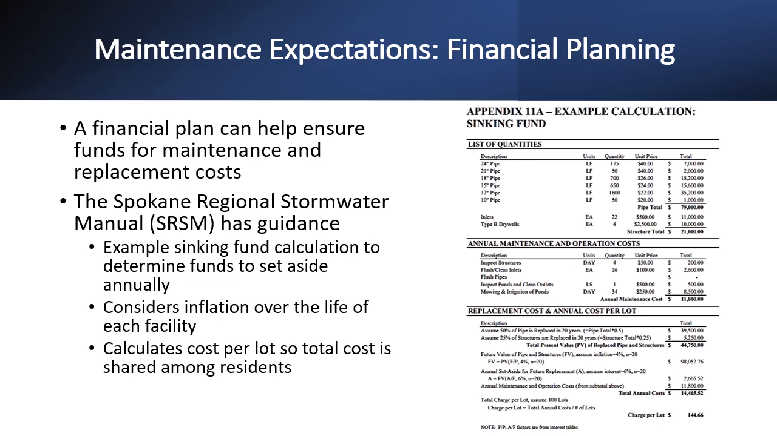The SRSM example uses a sinking fund calculation to determine the amount of funds needed to be set aside on an annual basis. This calculation considers inflation over the life cycle of each facility and then calculates a cost per lot so that the total cost is shared evenly among the HOA residents. Your HOA's engineering plans may provide information to help determine the life cycle of your facilities and the quantity of any necessary materials for maintenance. If needed, an engineering firm could be hired to assist in the cost estimation.